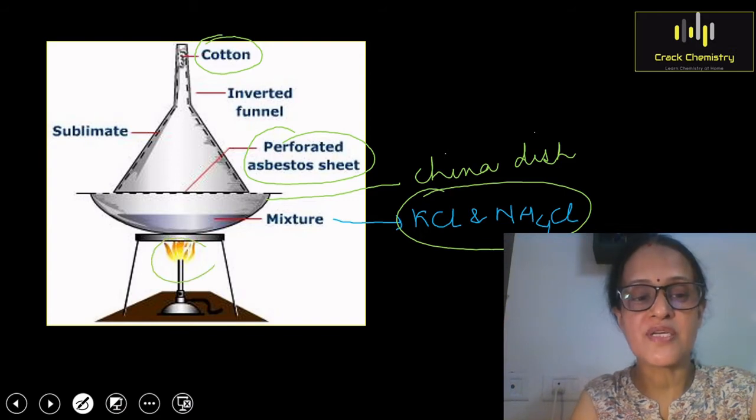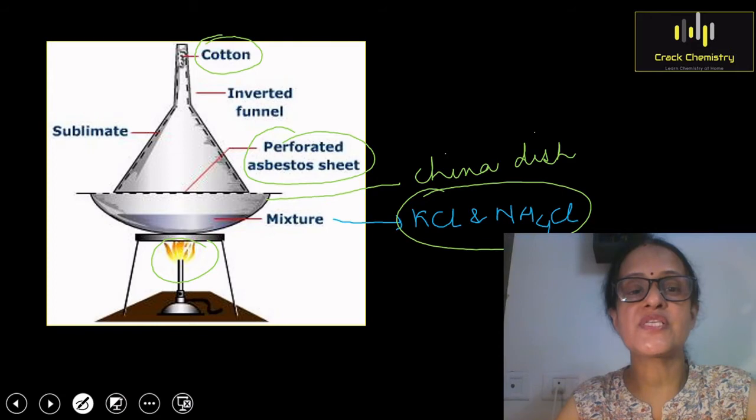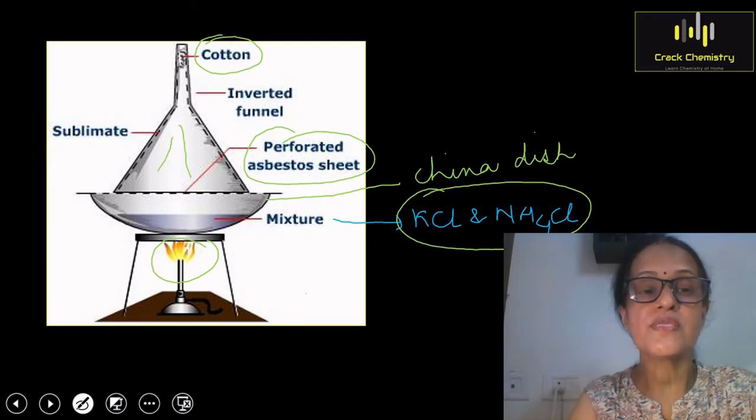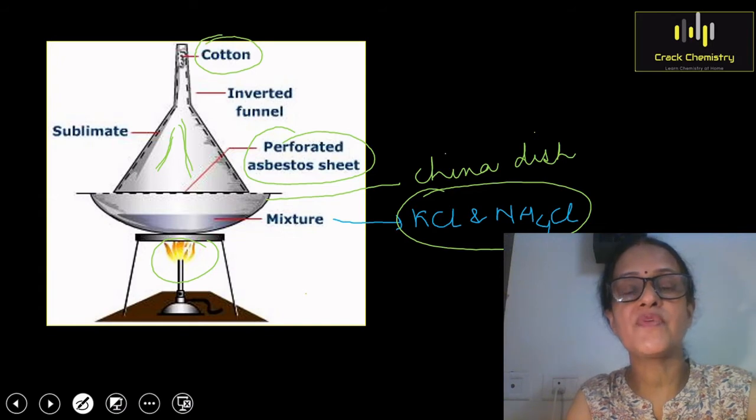The stem of the inverted funnel is plugged with the help of the cotton, and you can see this is the Bunsen burner which is used for heating the mixture. So once we start heating the mixture, ammonium chloride, which is a sublimable component, will convert from solid state into gaseous state directly. So you can see the vapors of ammonium chloride rising up. When these vapors come in contact with the comparatively cooler surface of the funnel, they will again convert from gaseous state to solid state.